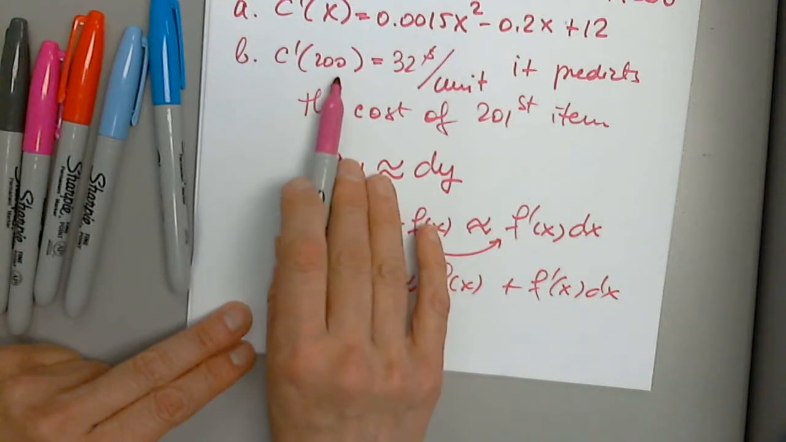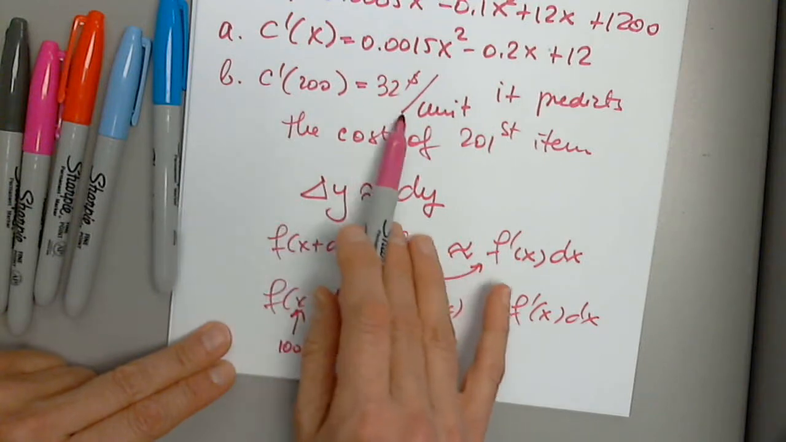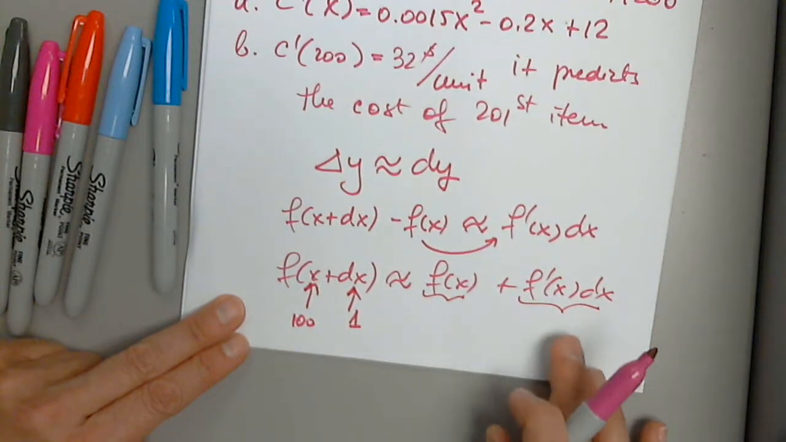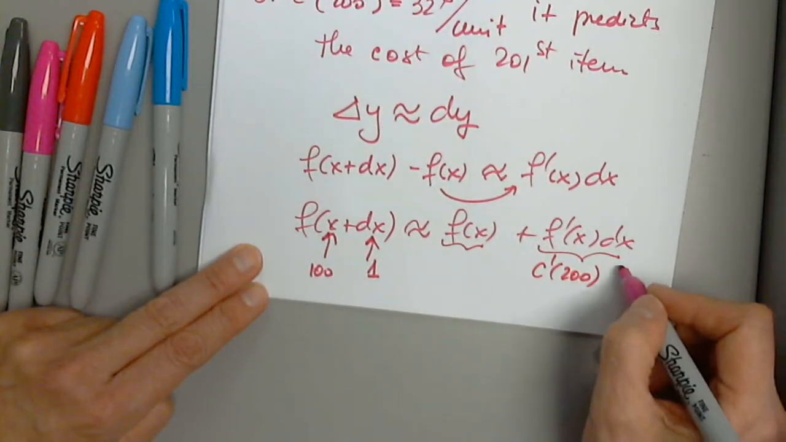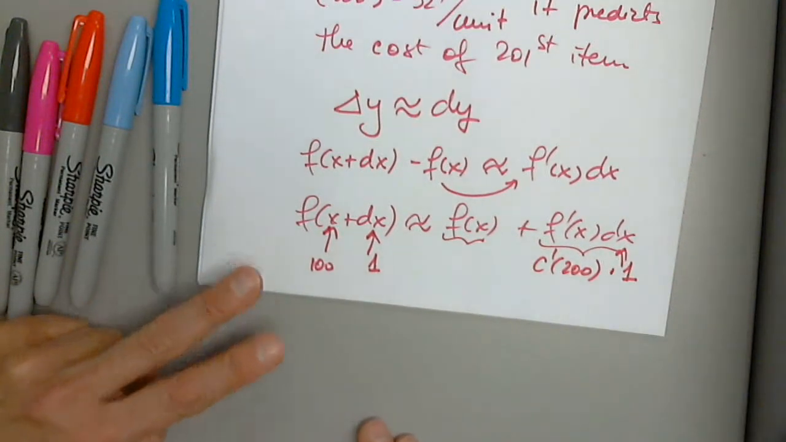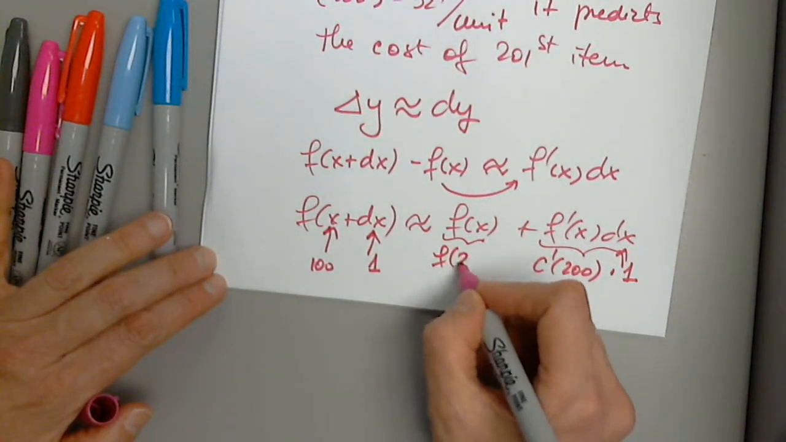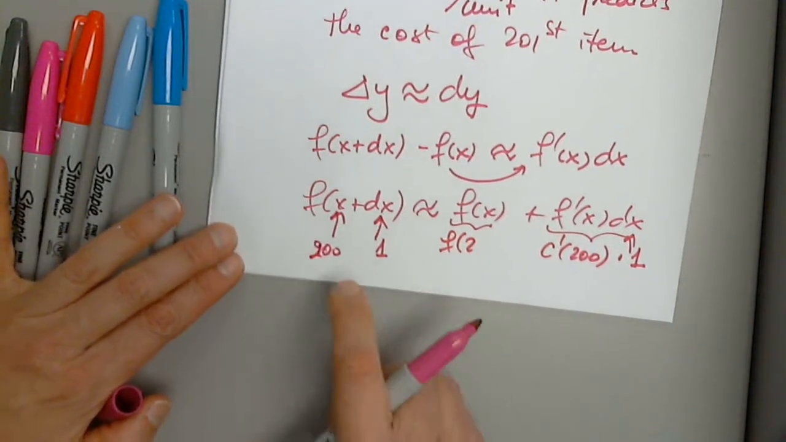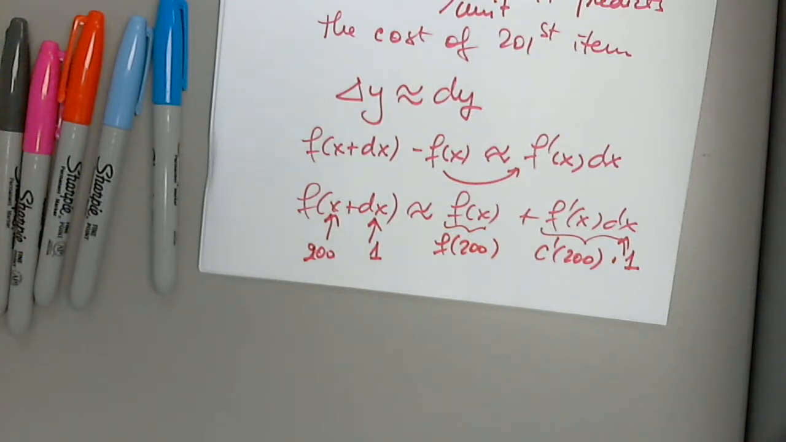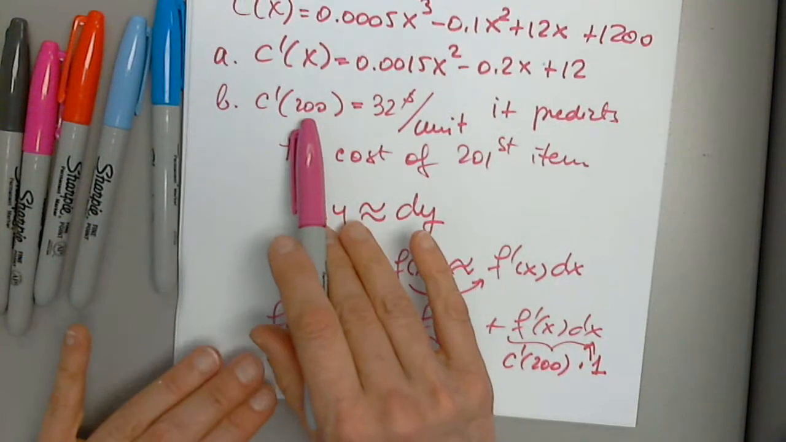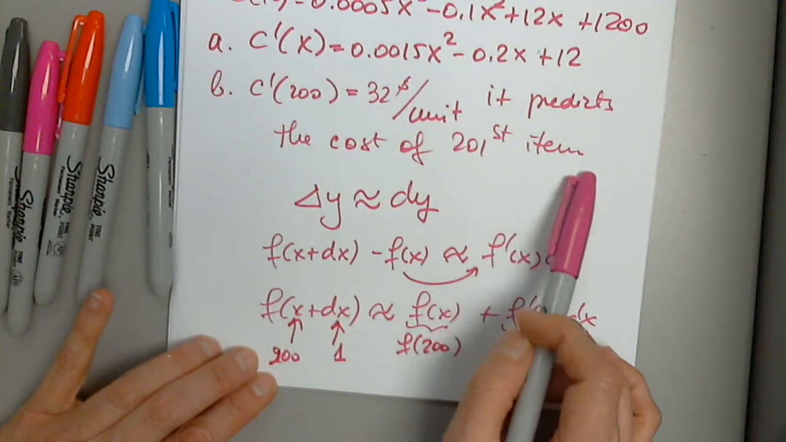This is the 200 and this is the 1. So C prime of 200 will be this quantity, C prime of 200 times 1. And this is f of 200. I'm sorry, not 100, 200. That's the reason why. So C prime of 200 predicts the cost of the 201st item.